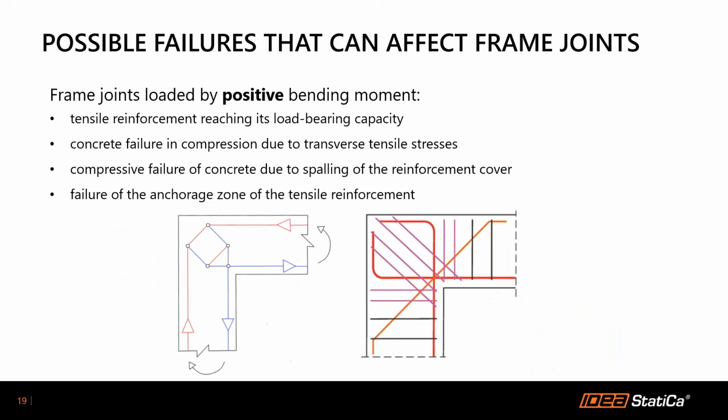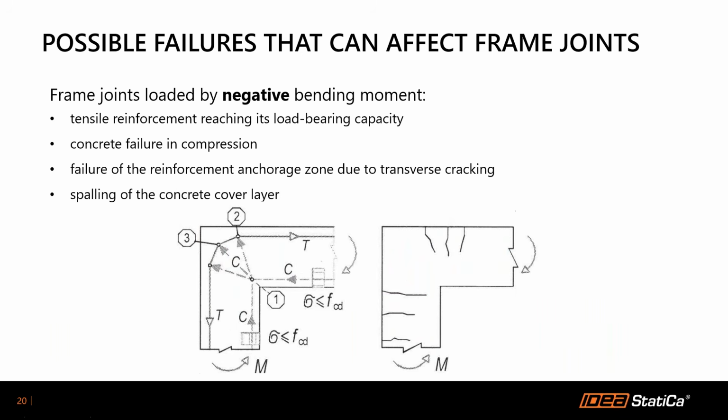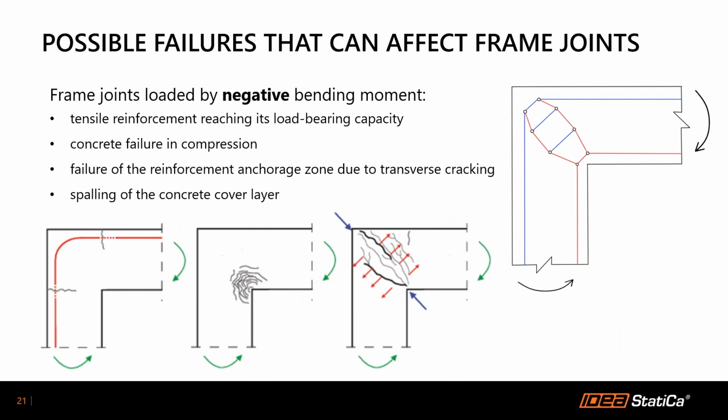You can see a typical strut-and-tie model of a frame joint loaded by positive bending moment and the required reinforcement that was designed based on this model. And what happens when you have a big negative bending moment in a frame joint? Tensile reinforcement can reach its load-bearing capacity. Concrete can fail in compression. There can be failure of the reinforcement anchorage zone due to transverse cracking, or there can be spalling of a concrete cover layer.